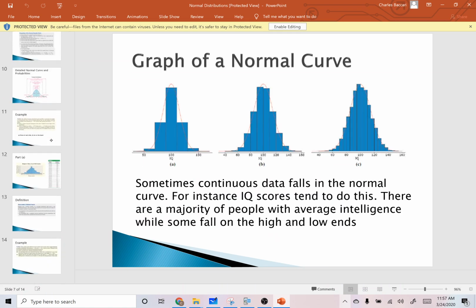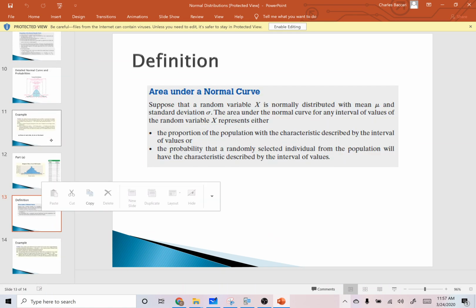We have this one, and so it says the area under a normal curve. Suppose that the random variable x is normally distributed with a mean of mu and a standard deviation sigma. The area under the normal curve for any interval of values of the random variable x represents either the proportion of the population with the characteristics described by the interval of the values, or the probability that a randomly selected individual from a population will have a characteristic described by the interval values.